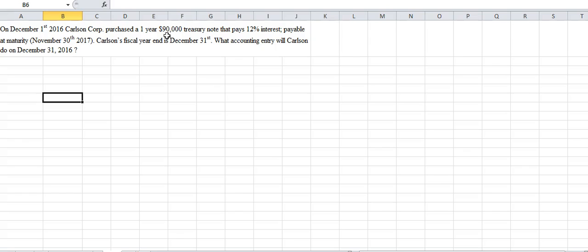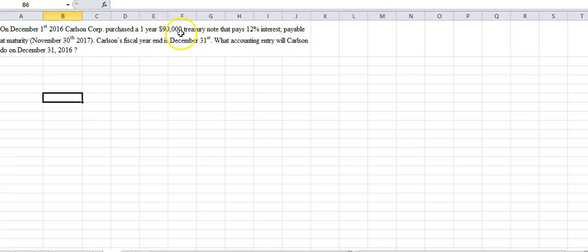Okay, so they purchase a note for $90,000 that pays them 12% interest. They're going to receive the 12% interest plus their $90,000 back on November 30th of 2017. So they'll receive it after a year, right? Carlson's fiscal year ends December 31. What accounting entry will Carlson do on December 31st?